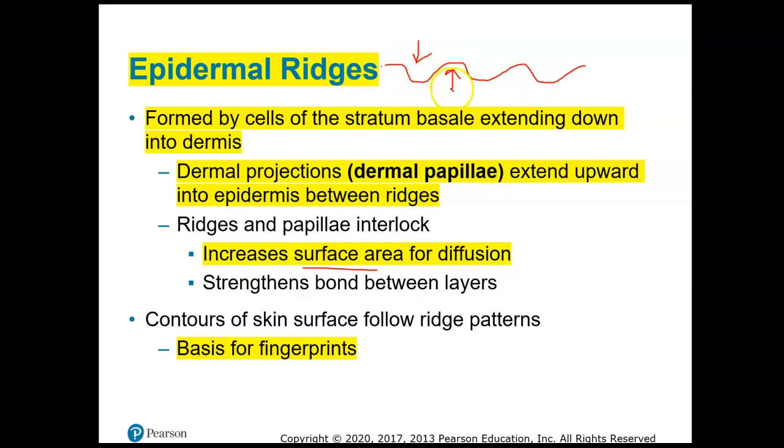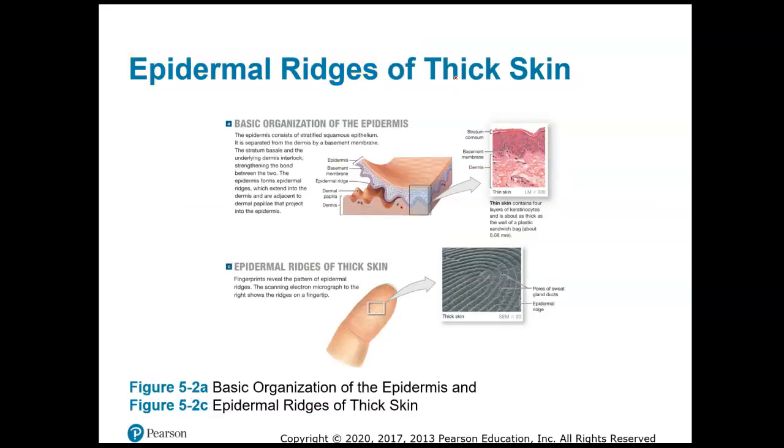And then the dermal papillae are the ones that form bumps up toward the surface. So the ridges are depressions, and the papillae extend upward. Okay. All right. And this shows you, here's your dermal papillae here, here, and here, and here, and then the epidermal ridges. Okay.